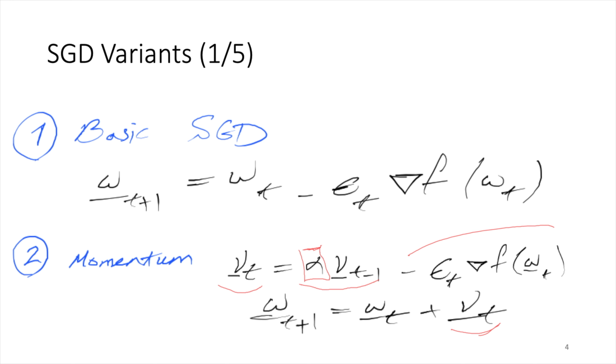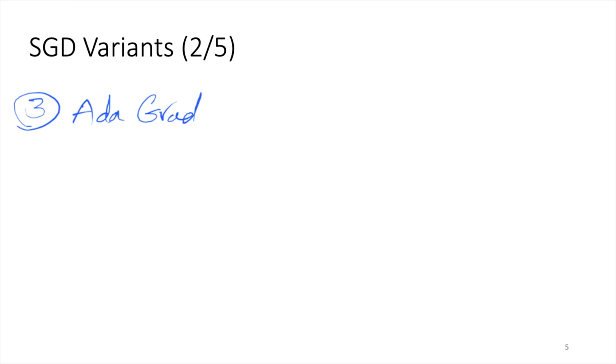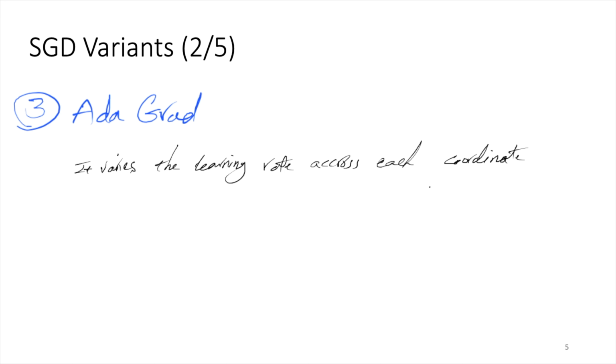So now suppose you have a higher dimensional space and you want to make sure you're going optimally in each of those coordinates at the same time. Another variant of SGD came out recently with the name AdaGrad, and it varies the learning rate across each of those coordinates. So depending on the location in your optimization curve, it would vary the step size at each of your coordinates.